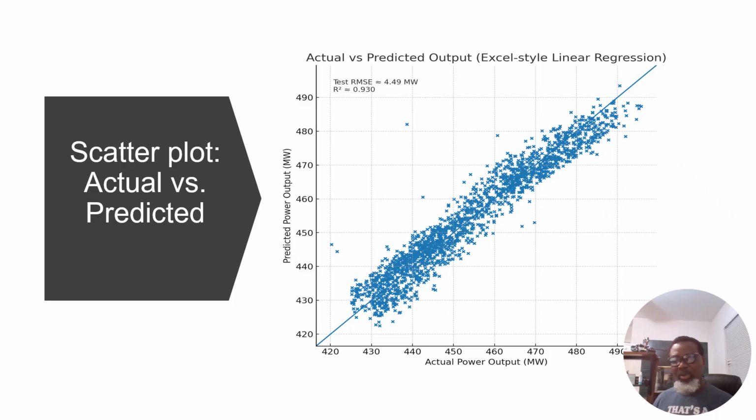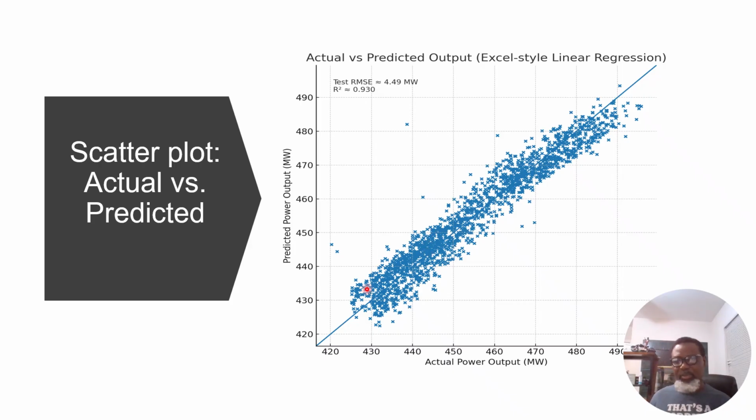Here's a scatter plot of actual versus predicted output. I have a red line here showing the 45-degree line. You can see the points lie close to the 45-degree line, showing strong agreement between the prediction and actual plant output.